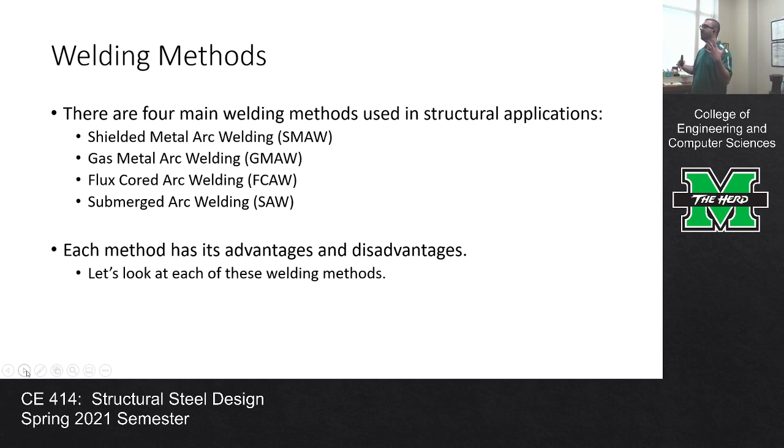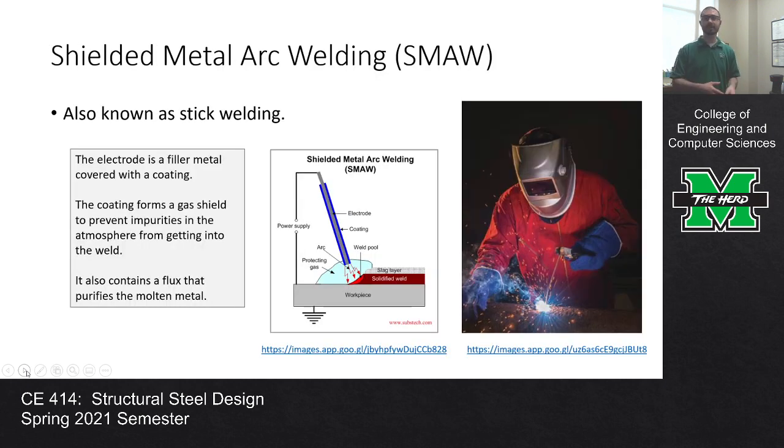We mainly use four different types of processes, and these are the technical scientific terms for the processes. We have shielded metal arc welding, we have gas metal arc welding, we have flux core arc welding, and submerged arc welding. And each of those have particular applications and reasons why we would use them and reasons why we wouldn't. So I want to look at each method and its advantages and disadvantages. Let's start off with shielded metal arc welding. You've probably heard of that as stick welding.